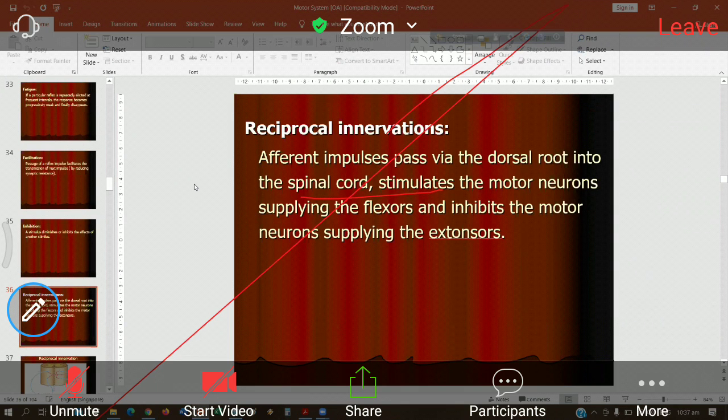Reciprocal innervation occurs when afferent impulses, sensory impulses, pass via the dorsal root into the spinal cord and stimulate motor neurons that supply the flexors. They not only supply the flexor muscles of a joint, but they also inhibit the extensor muscles on the opposite side of the joint. This is done by stimulation of the motor neurons that supply the flexor muscles and inhibition of the motor neurons that supply the extensor muscles. This opposite activation of one set of muscles and inhibition of another set of muscles that has the opposite activity is what is called reciprocal innervation.